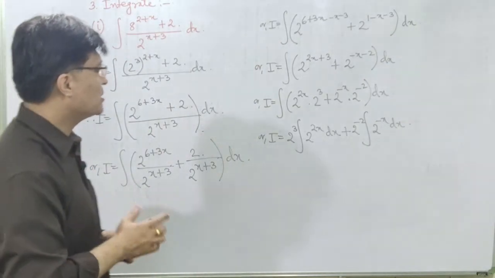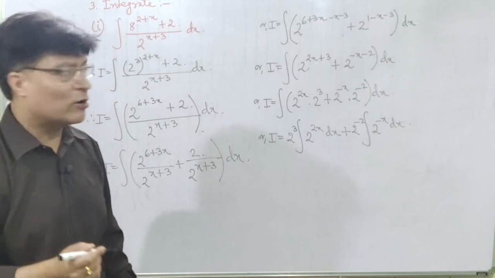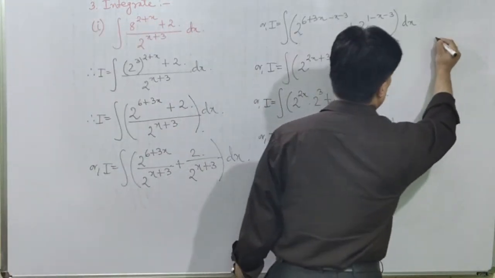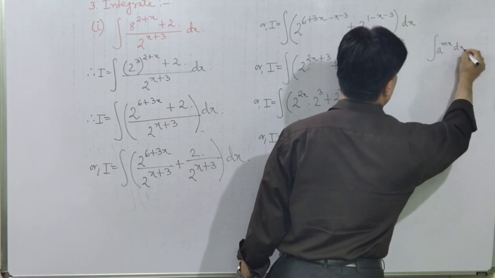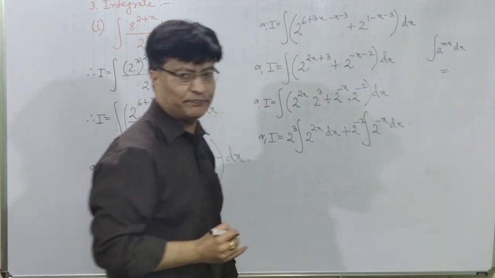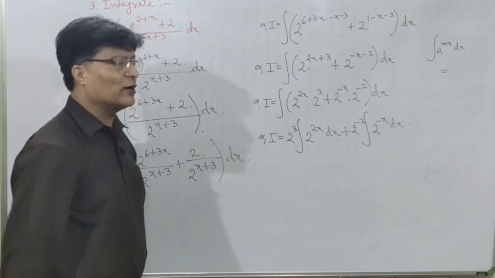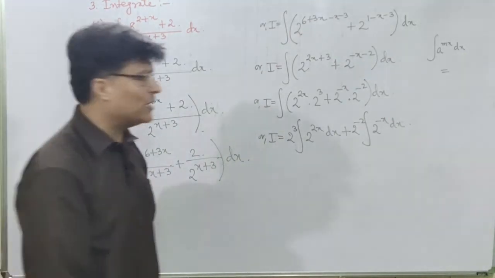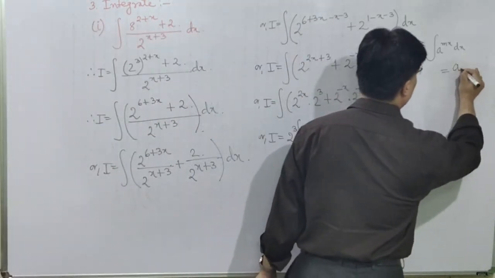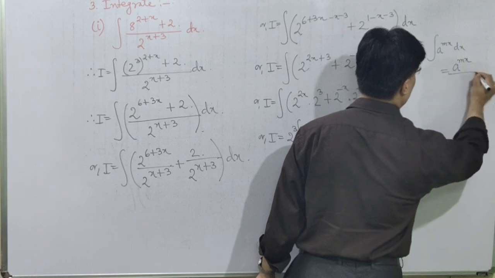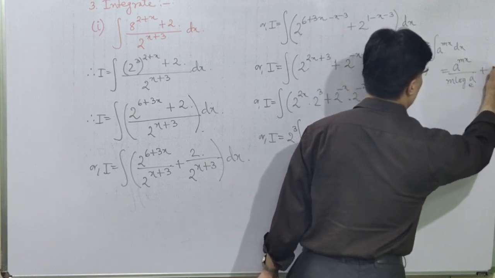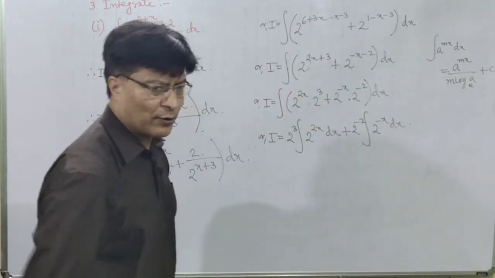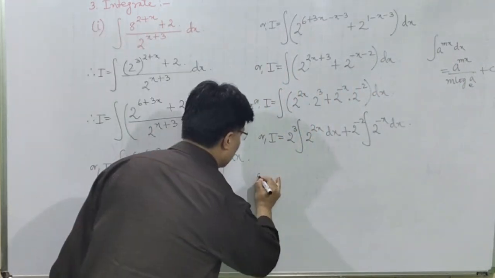Now it is just like integration of a to the power mx. You know that integration of a to the power mx dx is equal to, what is this integration? What is the formula for integration of a to the power mx dx? It is a to the power mx divided by m log a base e, plus c. So this is the formula, right? Let us use the formula here.